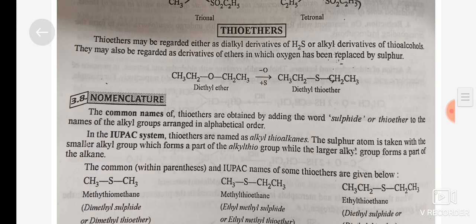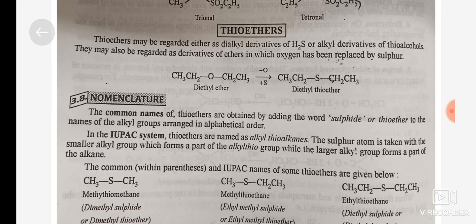Thioethers. Thioethers may be regarded either as dialkyl derivatives of H2S or alkyl derivatives of thioalcohols. They may be regarded as derivatives of ether in which oxygen has been replaced by sulfur. CH3CH2SCH2CH3. Nomenclature. The common names of thioethers are obtained by adding the word sulfide or thioether to the names of the alkyl groups arranged in alphabetic order.